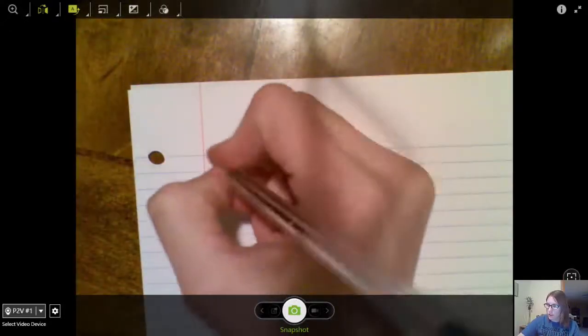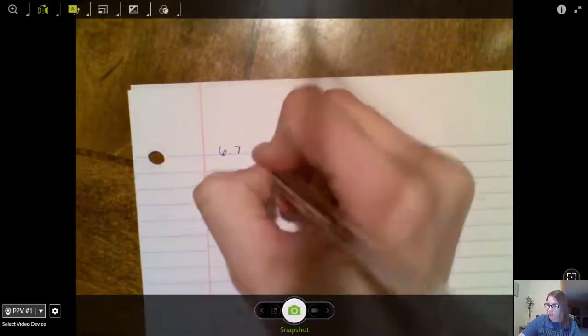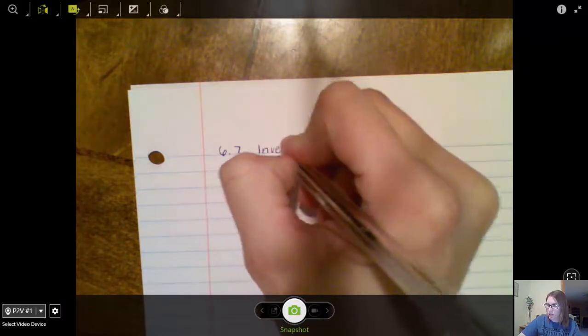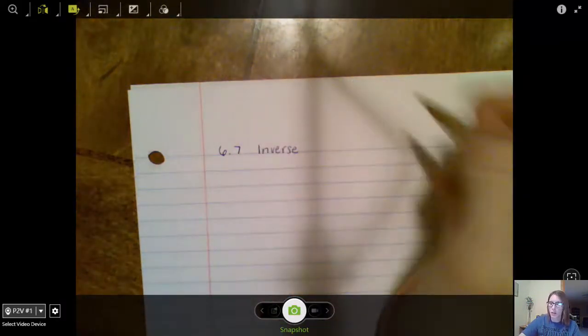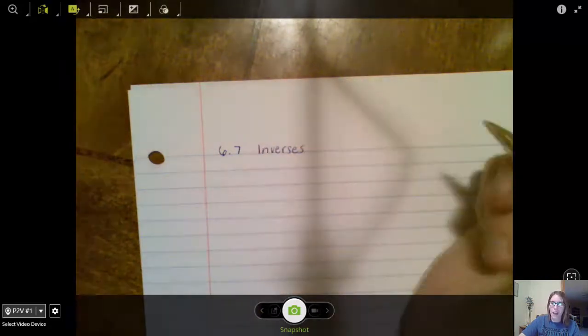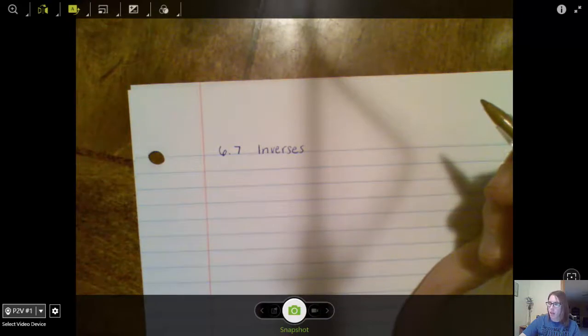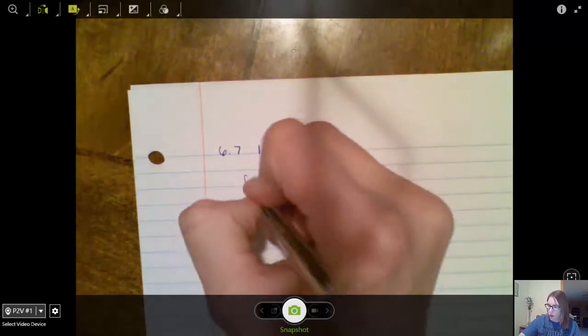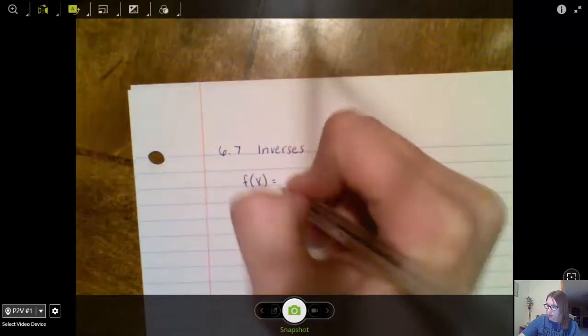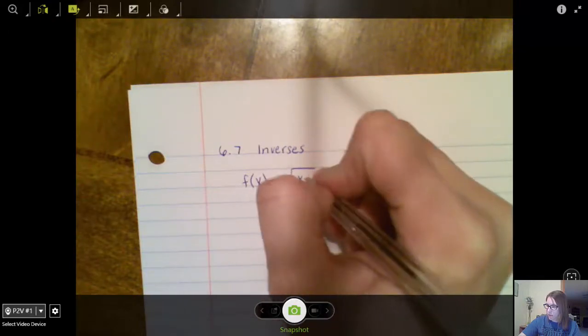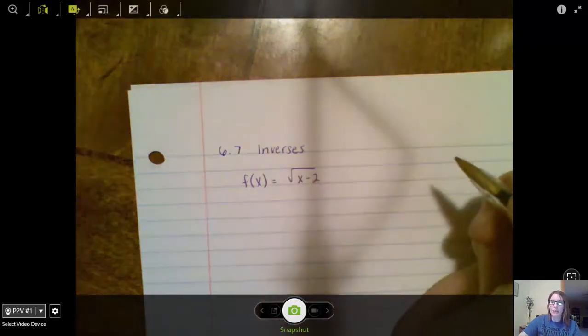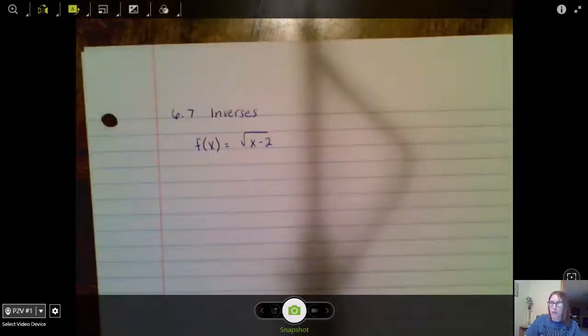We're going to keep going with section 6.7, which is our inverse relation and function section. And I'm just going to shorten it as inverses right now. We're going to look at a couple of things related to this function, f of x equals the square root of x minus 2. And as of right now, we don't really know what that looks like. We'll see what this function looks like in our next section, section 8.